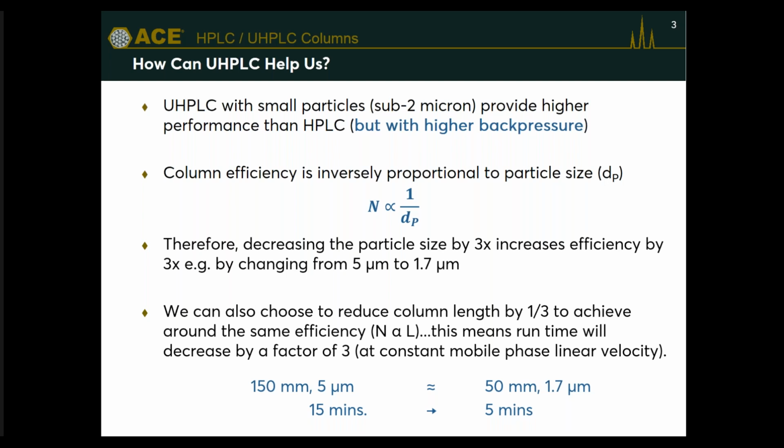So for instance, we can see there at the bottom of the slide, 150 millimeter column, 5 micron particle is approximately similar in performance as a 50 millimeter column using a 1.7 micron particle. But the big difference is the runtime. We will be able to do the analysis much faster. And this is based in good chromatography theory.